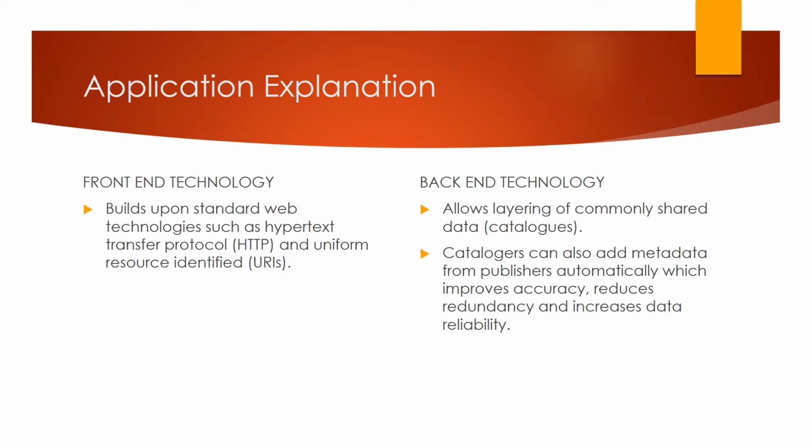So that's from the front-end technology, but if we're looking at back-end, linked open data allows layering of commonly shared data, which in libraries includes catalogs. This means that librarians won't have to repeatedly create the same data. Catalogers can also add metadata from publishers automatically, which improves accuracy, reduces redundancy, and increases data reliability.